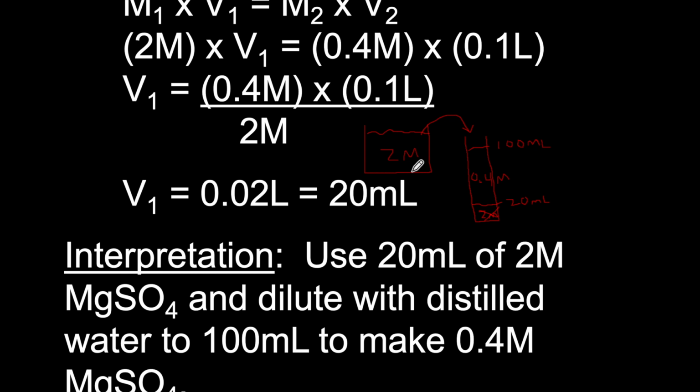So here's my stock. I first had to pour out 20 milliliters and then bring the volume up to 100 milliliters, and it will have gone from a concentration of 2 molar to 0.4 molar. So basically that's what that calculation will tell you here.